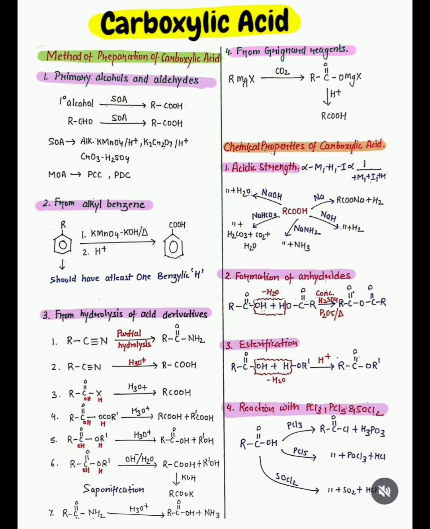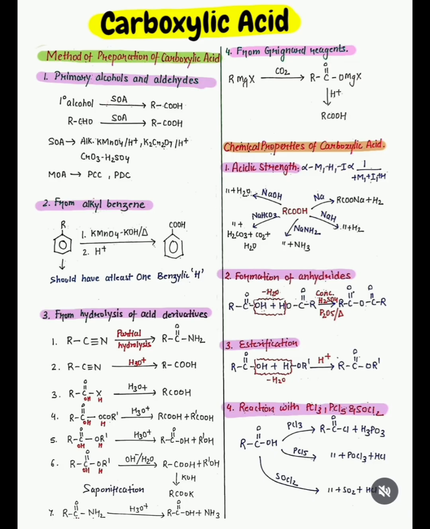When alkyl cyanide undergoes partial hydrolysis, it first gives amide as a major product, followed by hydrolysis to give carboxylic acid as a major product. Another reaction is acid halide. When it undergoes hydrolysis, it gives carboxylic acid. Similarly, when acid anhydride undergoes hydrolysis, it gives 2 moles of carboxylic acid.